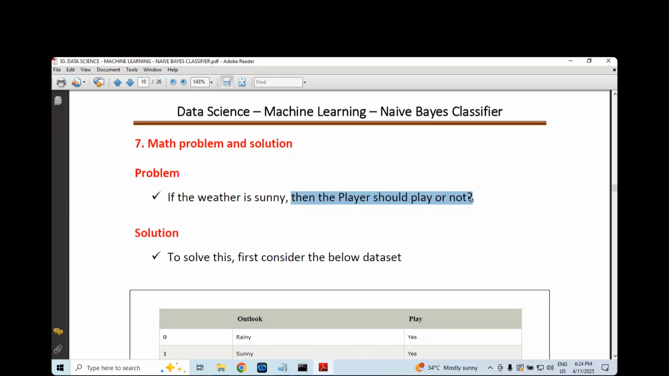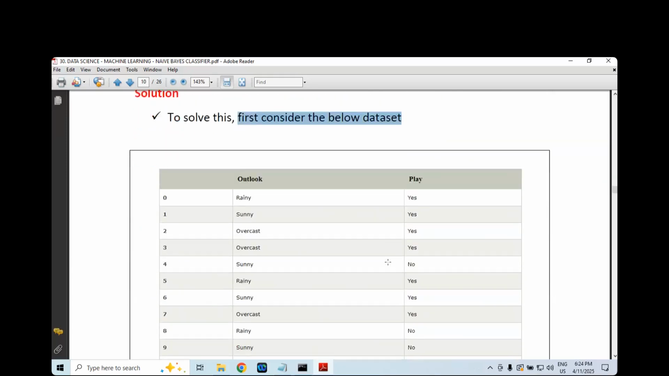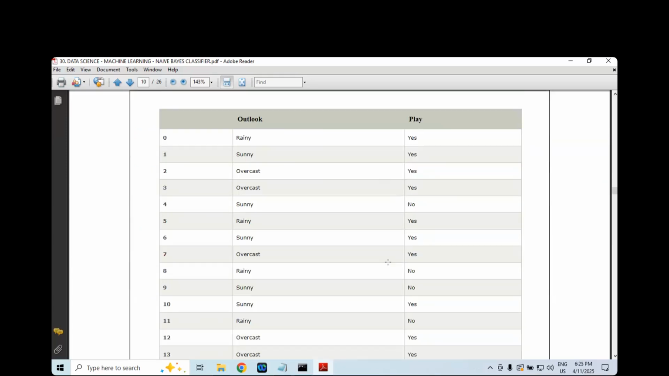Previously, how many times they played and how many times they didn't play, you should understand. So to solve this, first consider the below data set. Let me try to understand the data set. Look at my screen. This is text data. Column 1 is outlook, the weather condition. Column 2 is whether they played or not.